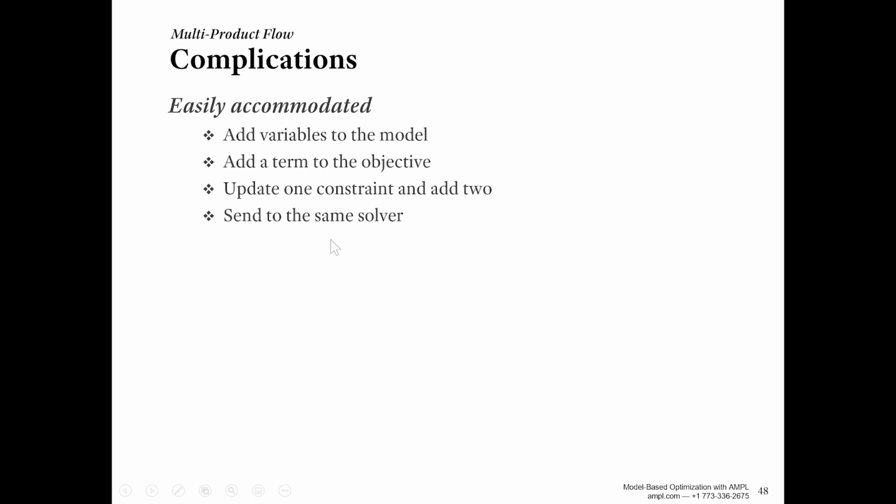So now, what about those complications I described? What happens there? I only showed the simple example, right? I had to put in those extra constraints and variables and fixed costs. Well, it's really easy to add variables to the model, add a term to the objective, update a constraint, and send it to the same solver. So when I put these extra things in, I don't create something that requires a lot of reprogramming or anything. I just go into that model file and do some things. I add some data and I'm ready to go.